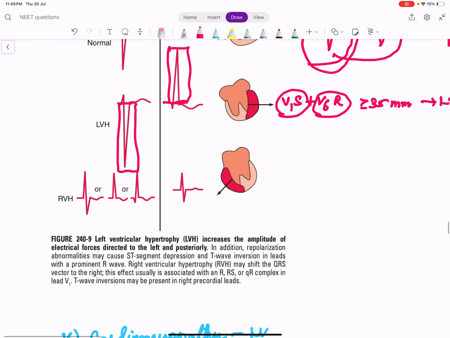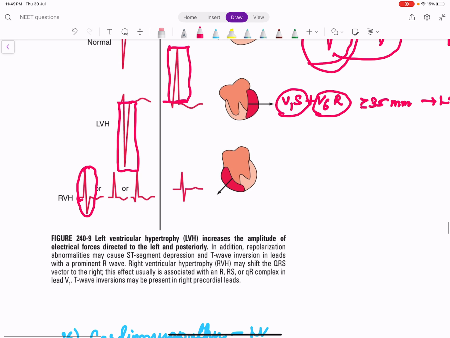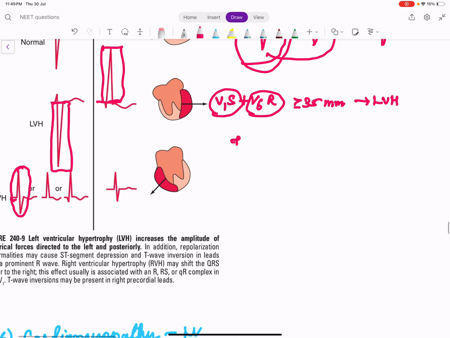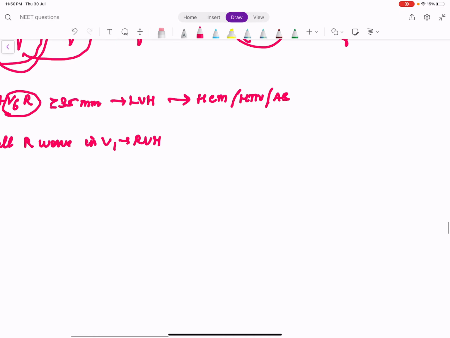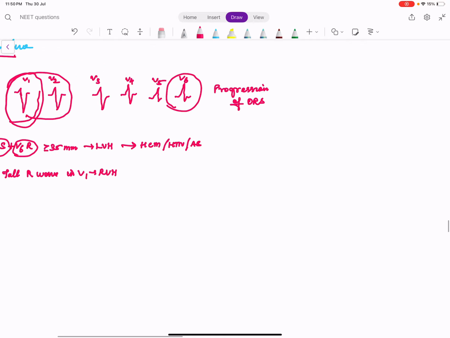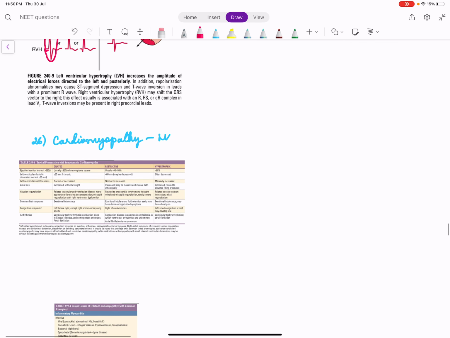The opposite occurs for RVH. V1 has a tall R wave. They say more than 10 or more than 12 will be the criterion. So you can just say a tall R wave in V1 is RVH. Conditions for LVH we have just discussed: hypertrophic cardiomyopathy, hypertension, aortic stenosis. So this is about the hypertrophy criteria.